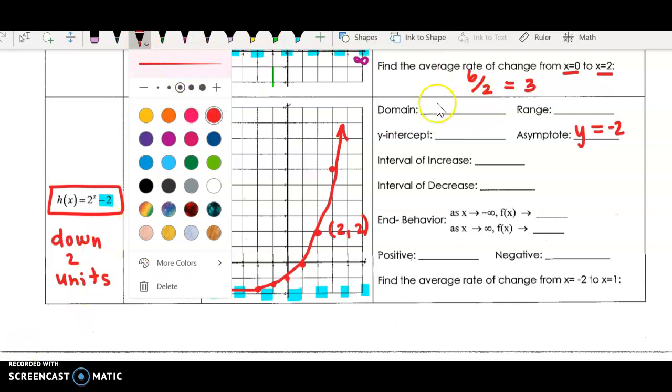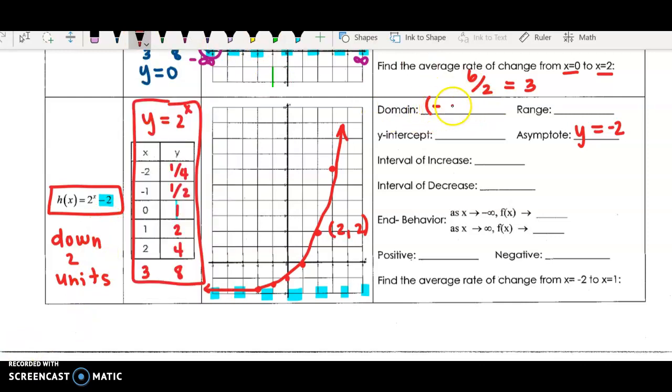The domain of this function is -infinity to positive infinity, just like all of our exponential functions. And the range, bottom to top: the bottom is at y equals -2, same as our asymptote. And the top, if I follow it, it goes up on the right-hand side. Top is positive infinity. The y-intercept is (0, -1).